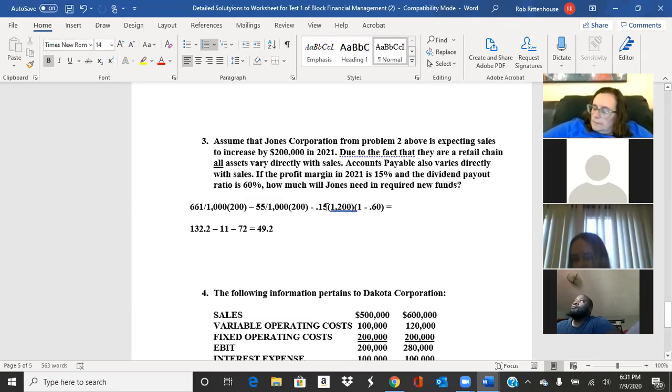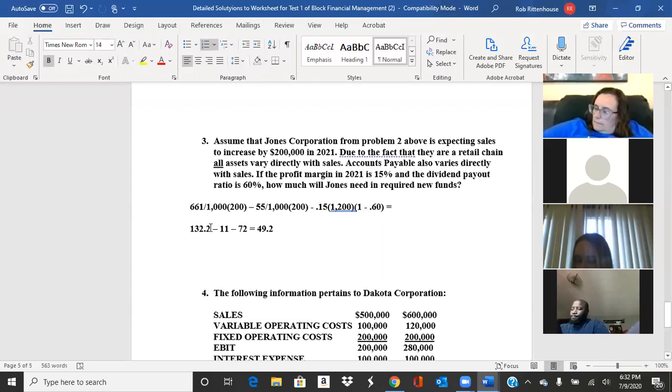So 15% of 1.2 million, 1,200,000 times 0.15. So projected net income is $180,000. But again, they're going to pay 60% of that out in dividends. So only 40% of that is going to be retained in the company and added to retained earnings, which of course, being a stockholders' equity account, increases stockholders' equity then by $72,000.